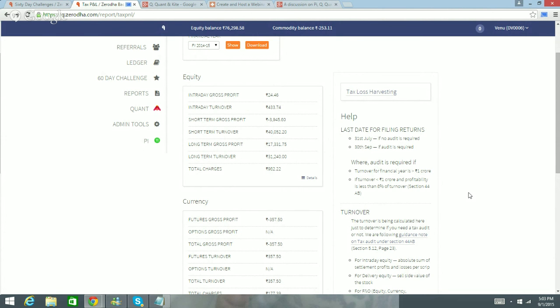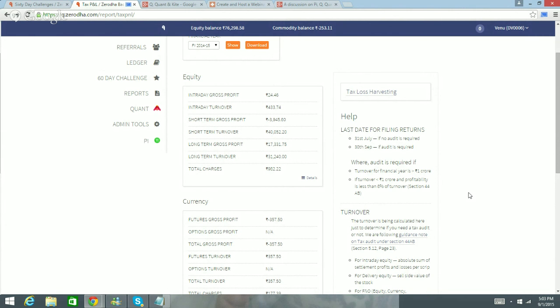ITR2 is for people who have salary income plus capital gains. That means if I'm buying and selling stocks, that is only delivery based trading, I can use ITR2. ITR4 is for people who have capital gains plus trading income. Anyone who's doing speculative trading, any trade that happens in intraday equity, is called speculative. It's considered a business. Any trading that happens in F&O, be it equity, commodity, currency, is also considered business. So ITR4 has to be used in case of business income.